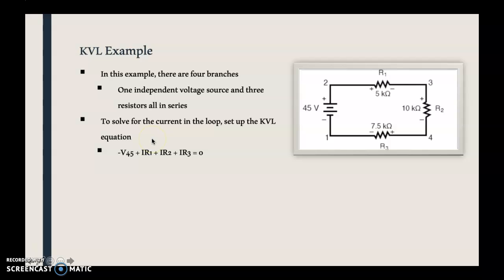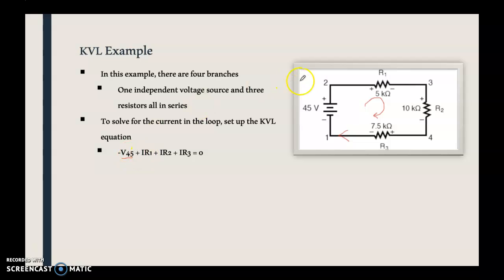So to set up the equation, since we're doing it clockwise, let me just draw. The current is flowing this way. It's going to be a clockwise loop. We have negative first, positive second. So from negative to positive, I gave it a negative V45. This means the voltage of the 45 volt voltage source.